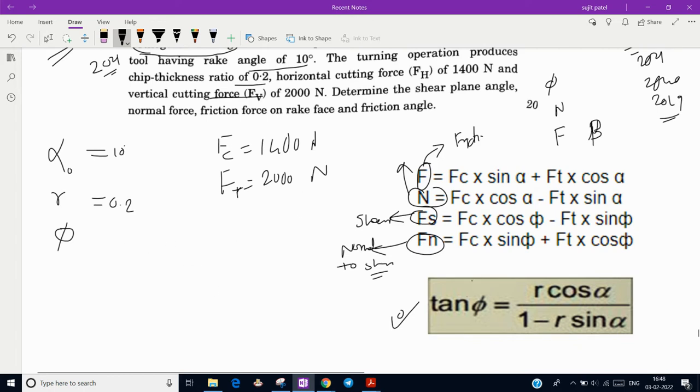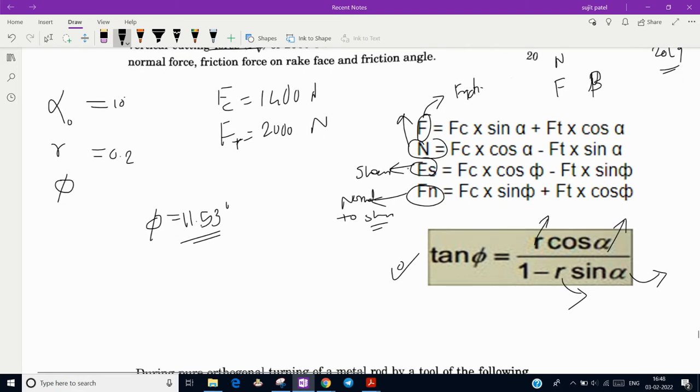So first of all we have to find the shear plane angle. We will use this relation: tan phi is equal to r cos alpha upon 1 minus r sin alpha. The value of r that we have is 0.2, and we have the alpha value. Put the values of r and alpha and calculate it. So you will get the value as 11.53 degree shear plane angle. So this is the first.